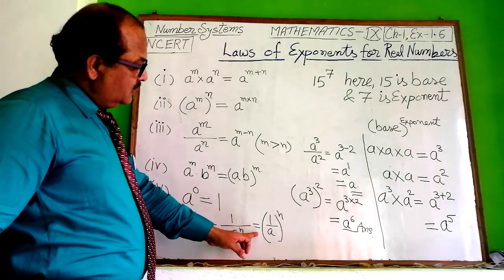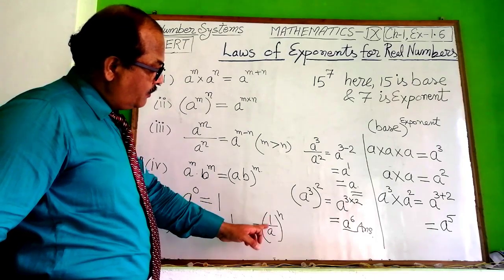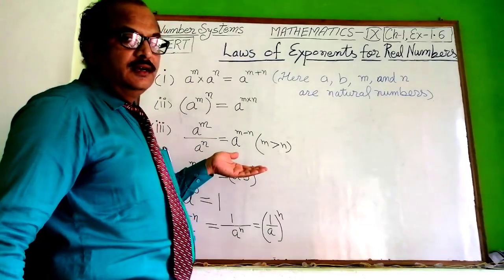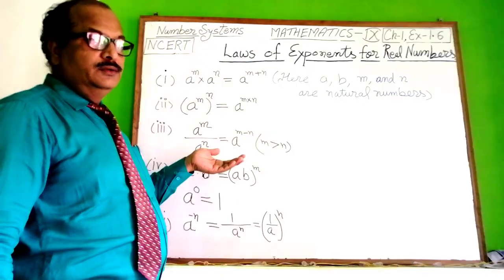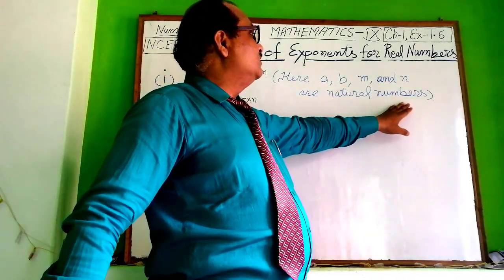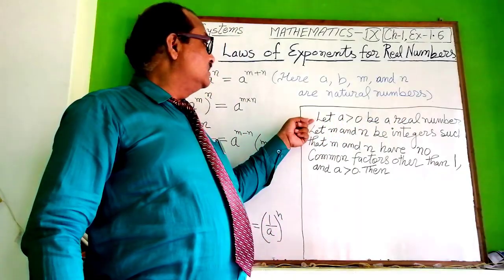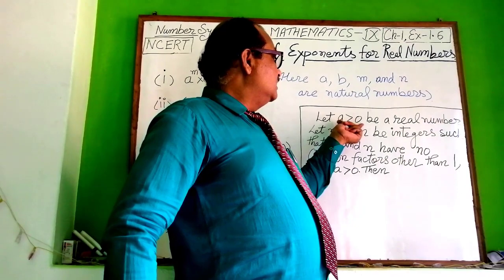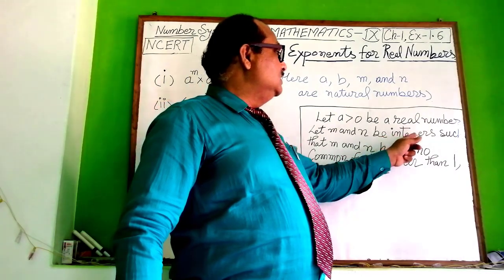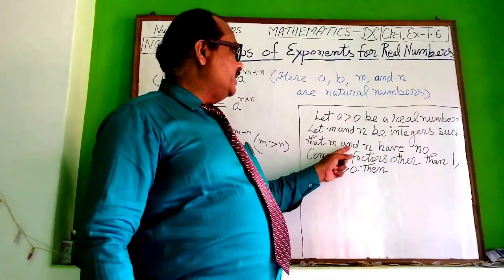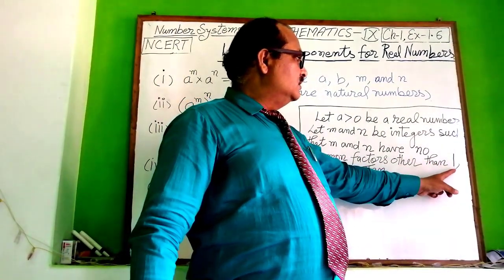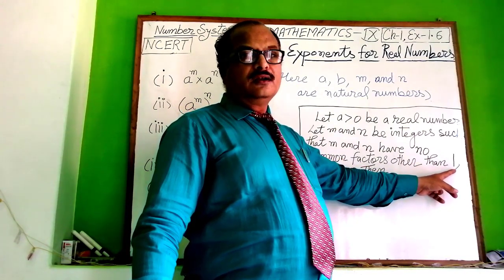is equal to, also we can write 1 upon a whole to the power n. You may see variables a, b and m are used. So here a, b and m are all natural numbers. One more law you can see: let a be greater than 0, a real number. Let m and n be integers such that m and n have no common factor other than 1. What it means? m and n both are co-primes.